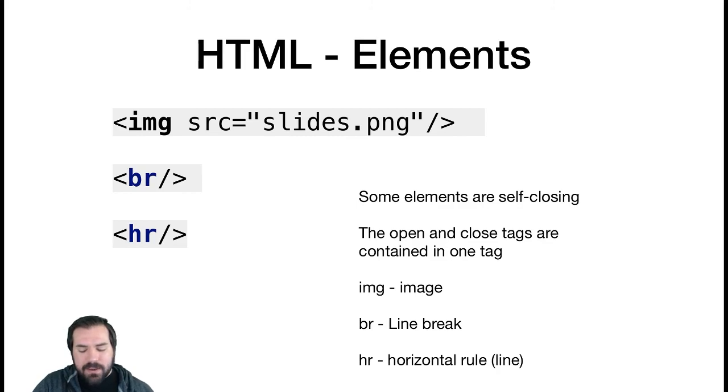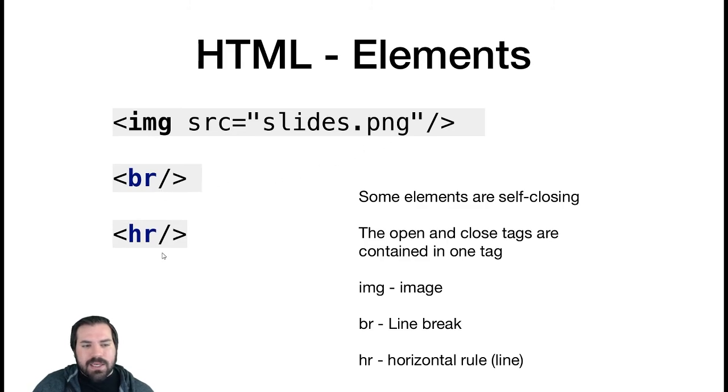I don't have the protocol, the host, and the optional port. So this is going to be treated as a relative path. So I'm going to say get slides.png from the same protocol and host and port that this HTML document was requested from. So if I'm going to cc312.com and that HTML includes an image with a source slides.png, it's going to say make another request to cc312.com/slides.png. That request is going to be made to the server.